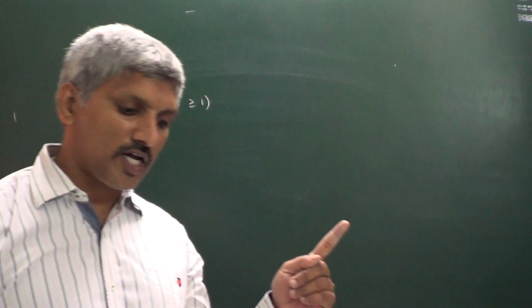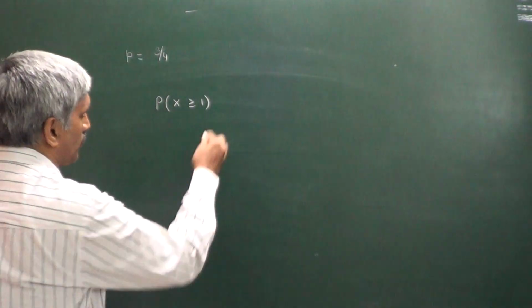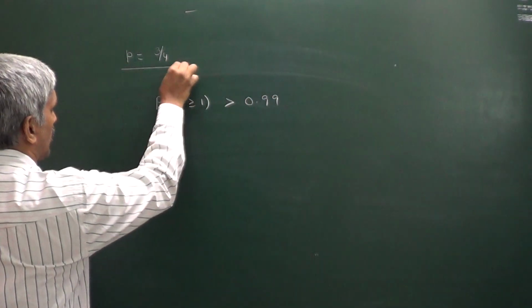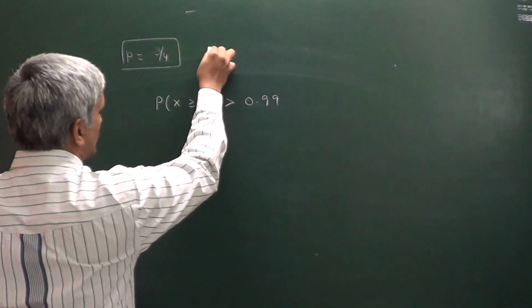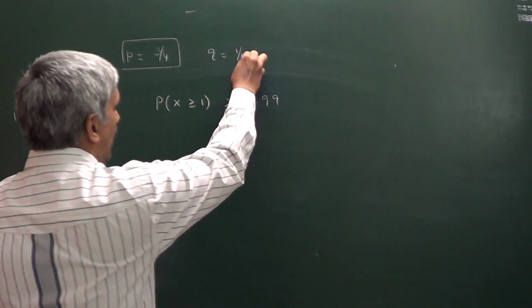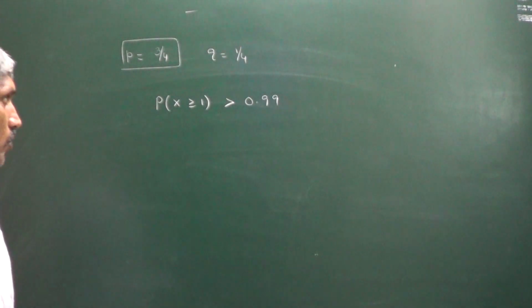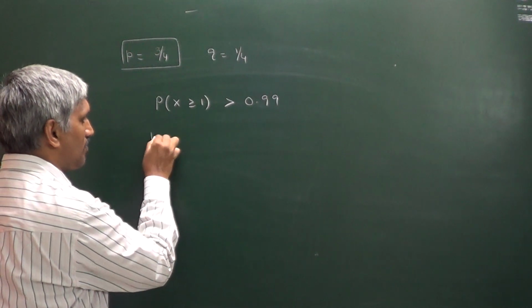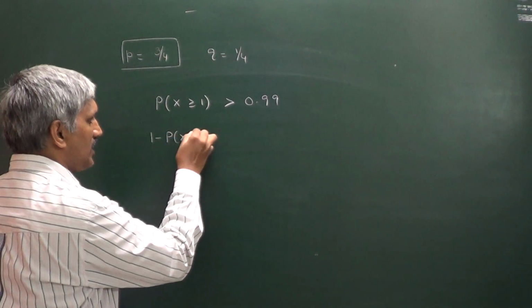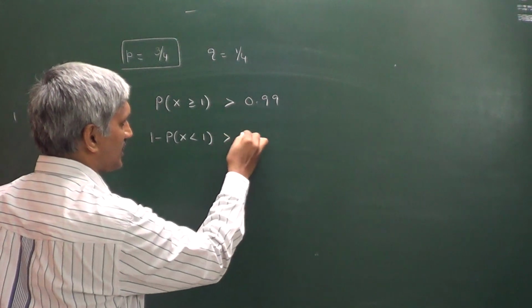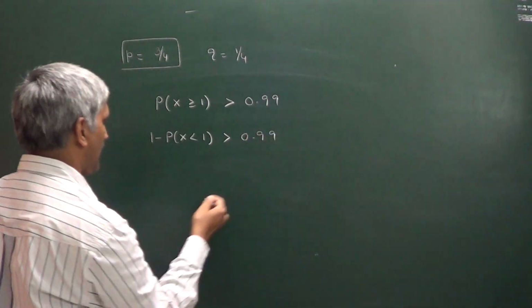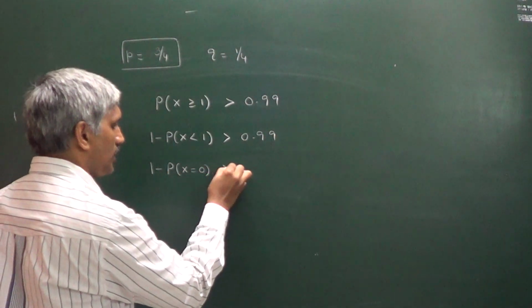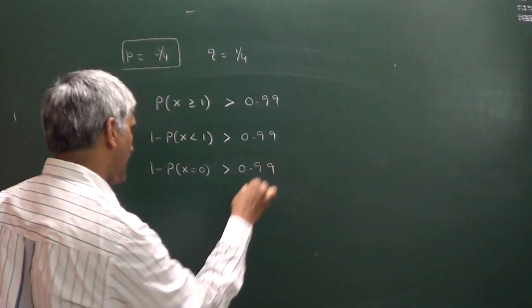Probability of hitting the target at least once is more than 0.99. Hitting the target is given as 3 by 4. Success is given as 3 by 4. Automatically failure is equal to 1 by 4. So P of x greater than or equal to 1, what can we say? 1 minus P of x less than 1 is greater than 0.99. That means 1 minus P of x equals 0 is greater than 0.99.